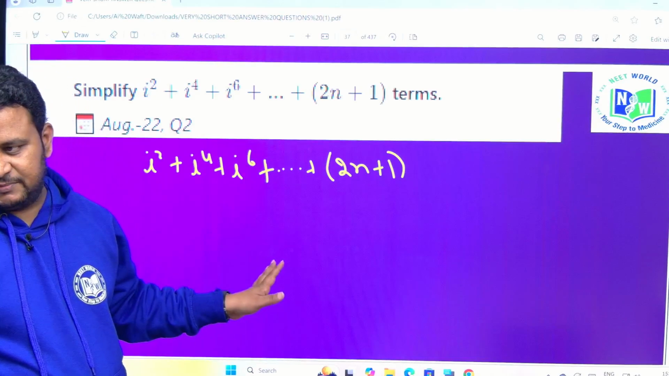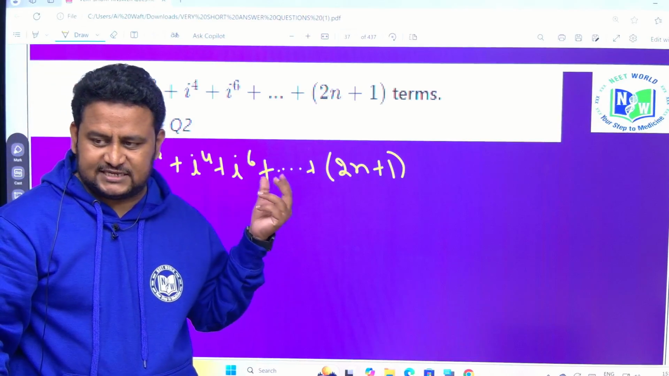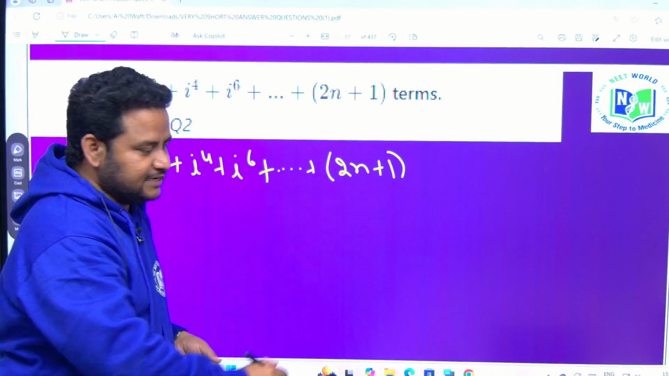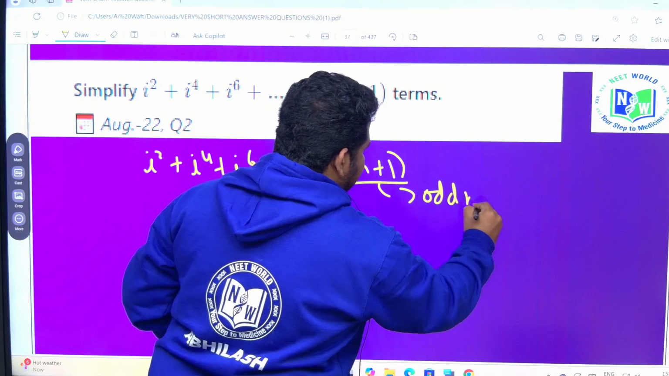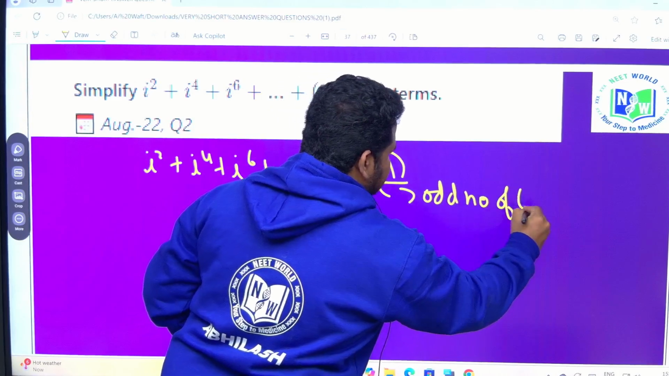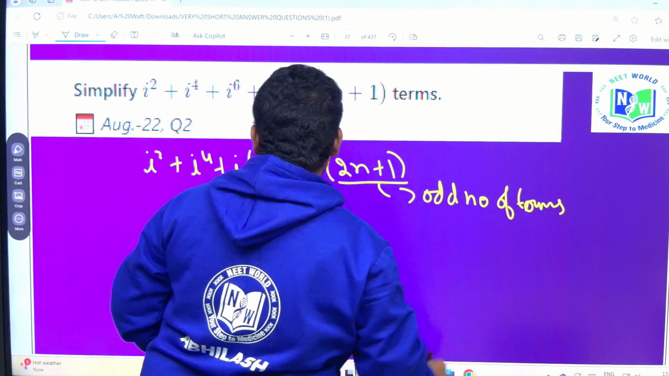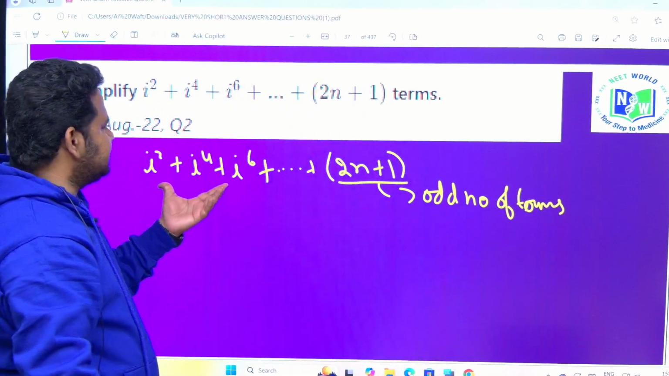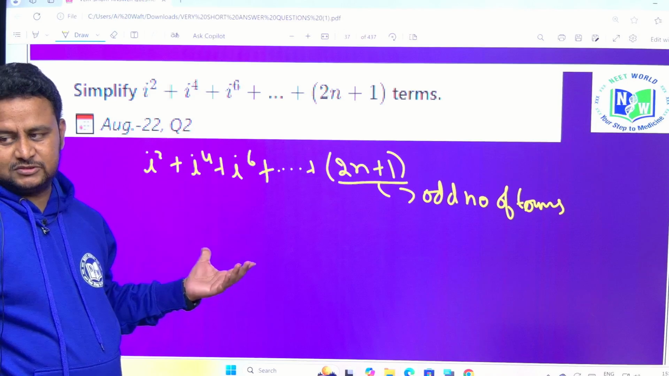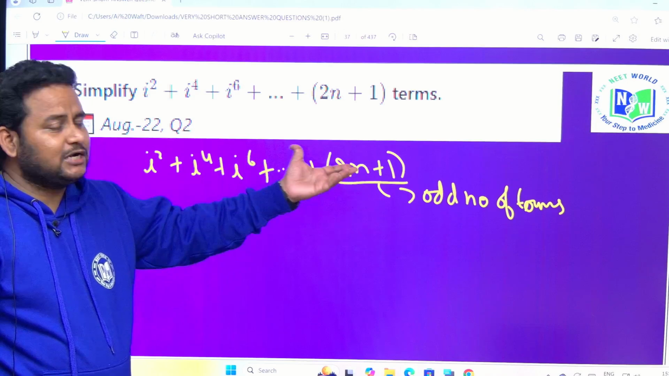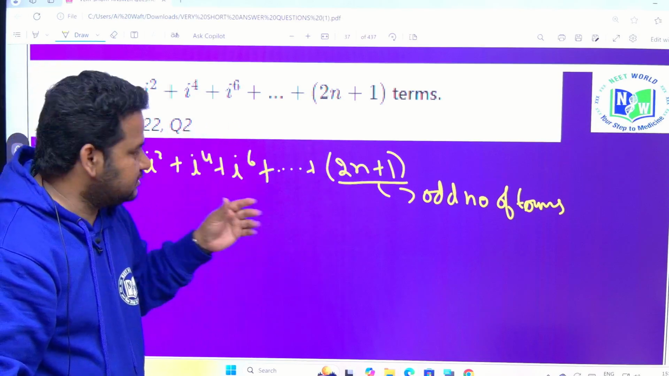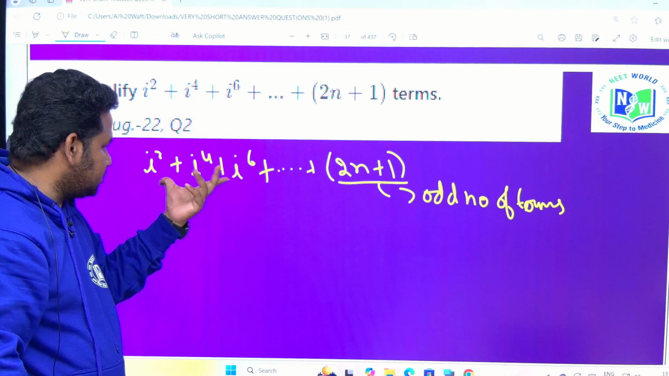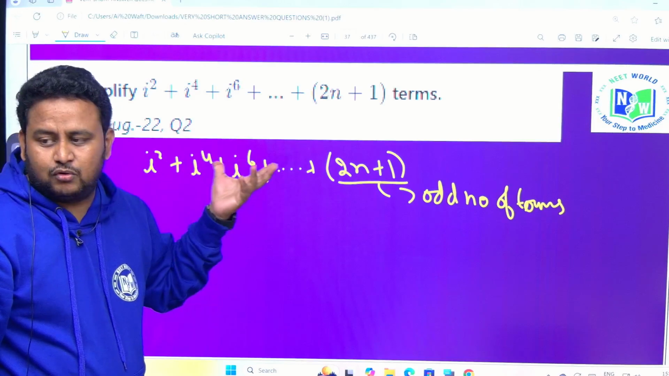One thing you must remember: 2n means it is even, 2n plus 1 means it is odd, an odd number of terms. So here I have to consider only an odd number of terms. They have given a hint that we have to consider only an odd number of terms, like 1, 2, 3, this is odd.